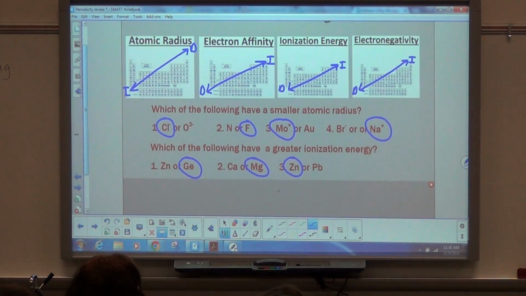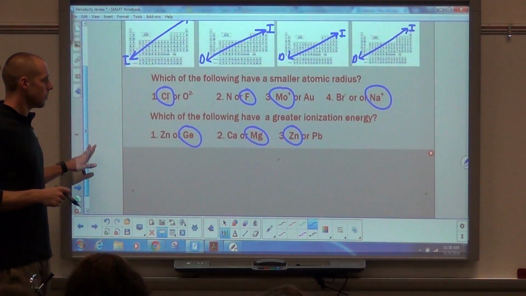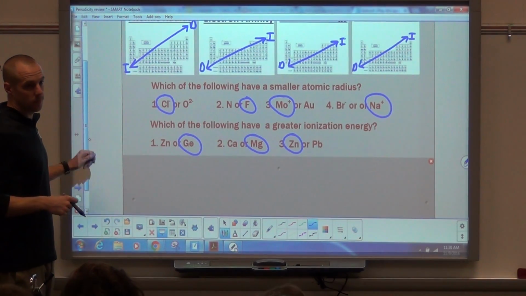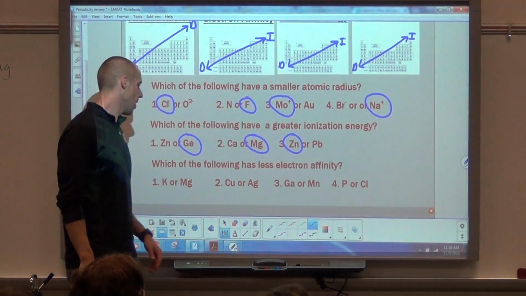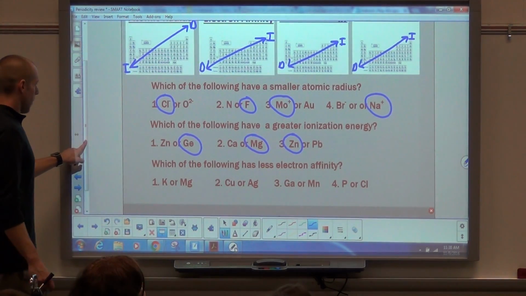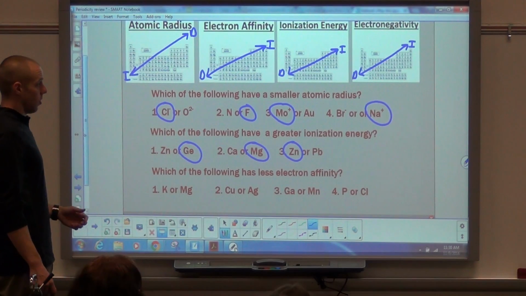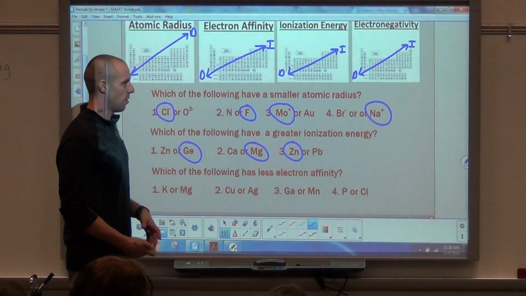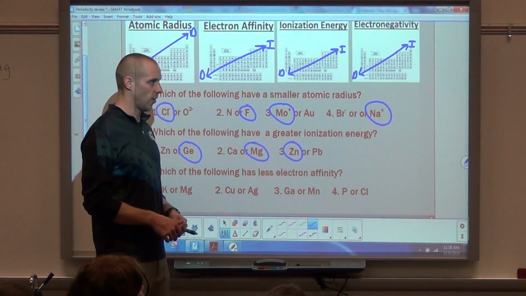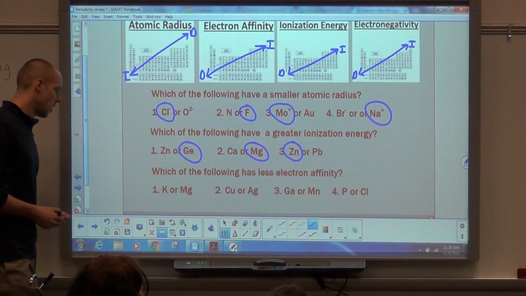Okay? Questions? Good. One last one. We're going to do electron affinities. Electron affinity is letting us know which one is going to be more likely to grab electrons. Once again, fluorine is the most likely to do that, so it's up and to the right again.